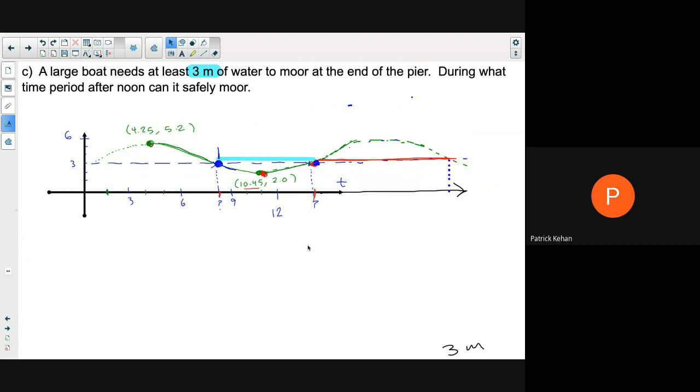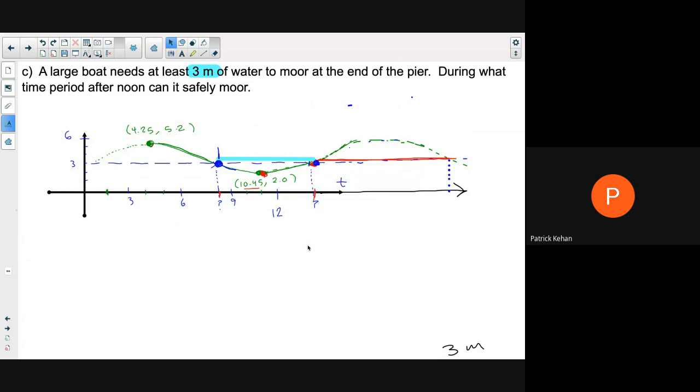finding a time when the tide is at a certain height, kind of the reverse idea of what we did in part B. So it says a large boat needs at least 3 meters of water to moor at the end of the pier, right? So the tide depth of the water needs to be at least 3 meters. And then the question is, during what time period after noon can it safely moor in 3 meters of water?